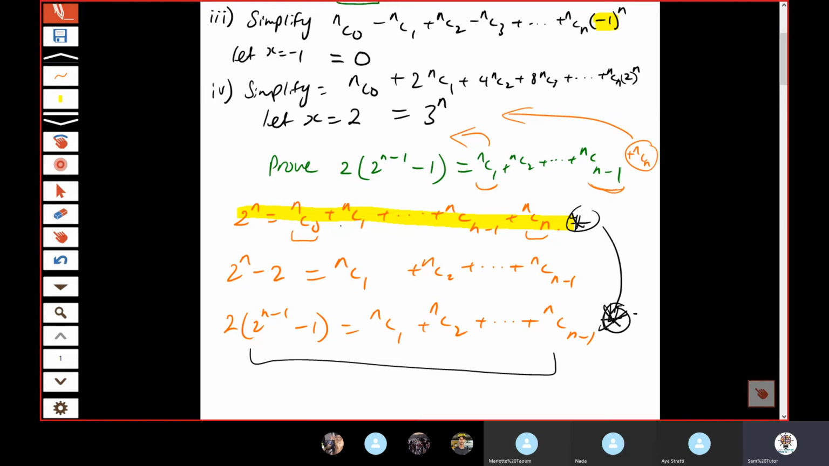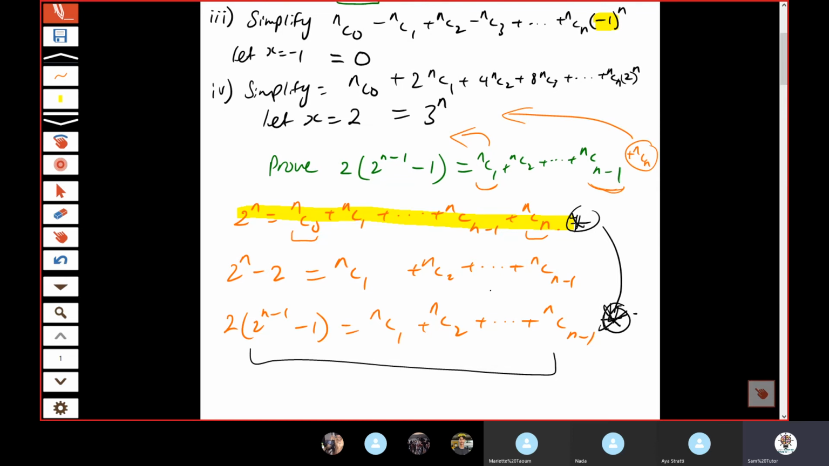So you've got to look at what you've got and then just compare. Oh yeah, there's an n choose 0. Oh, this doesn't have an n choose 0, so it's probably gone to the other side. Oh, this one has an n choose n. This one doesn't have an n choose n. Oh, it's probably gone to the other side. So you've got to be careful of little things like that.